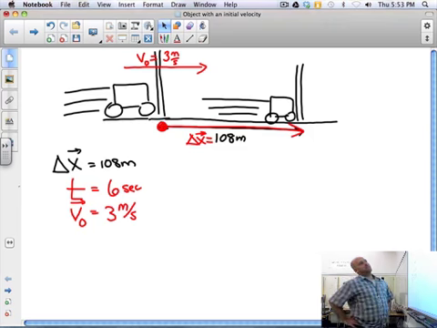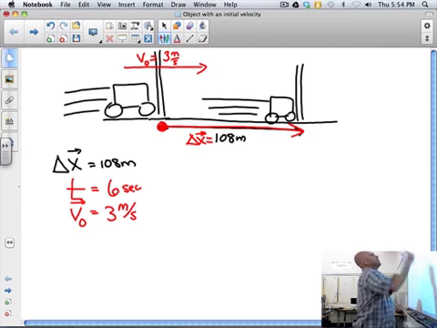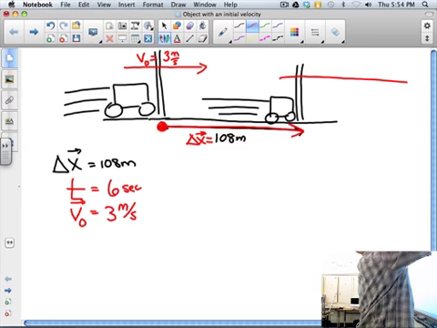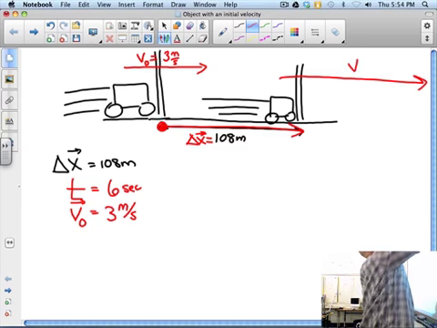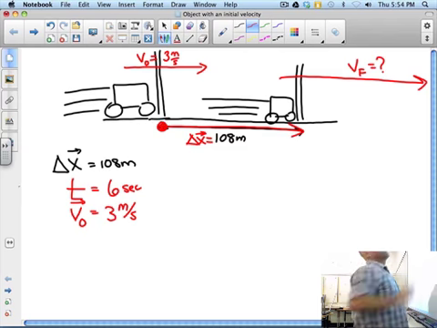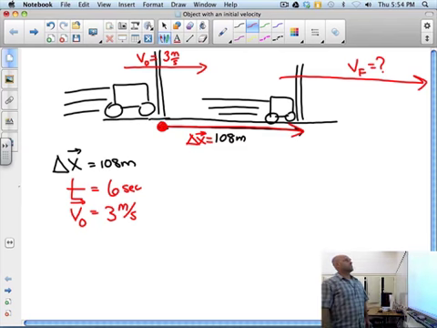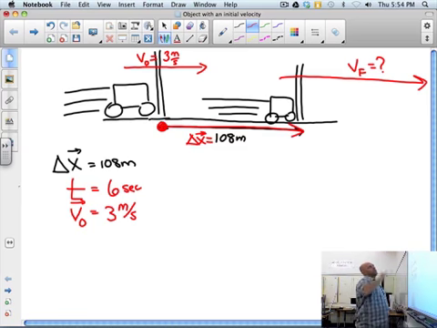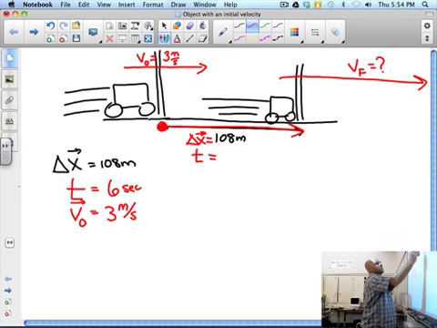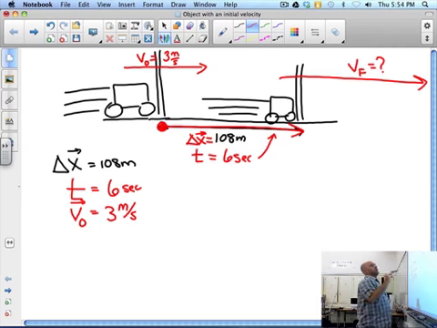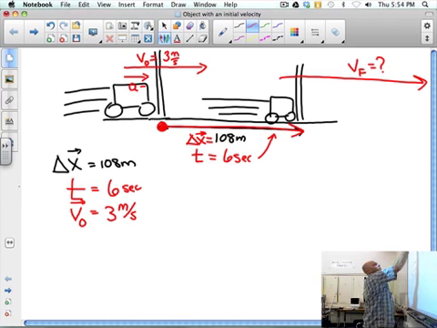Let's see here. What could physics help us find? Well, I suppose when the car gets to the second telephone pole, it'll be going much faster. That would be our final velocity. And we could certainly find that. And knowing our change in velocity and knowing our change in time, I'm sure we could find what the acceleration was. So a equals question mark.